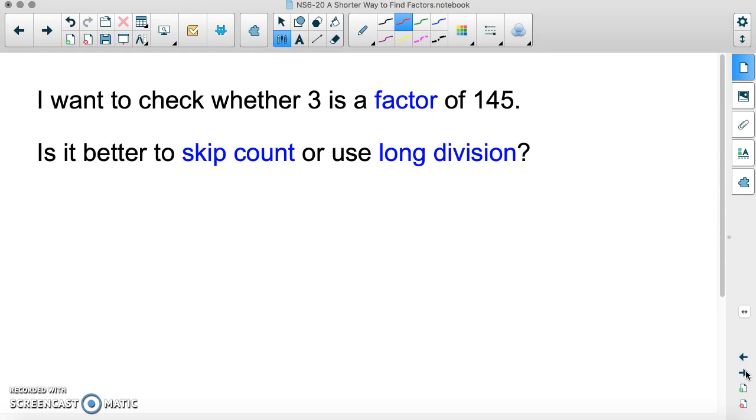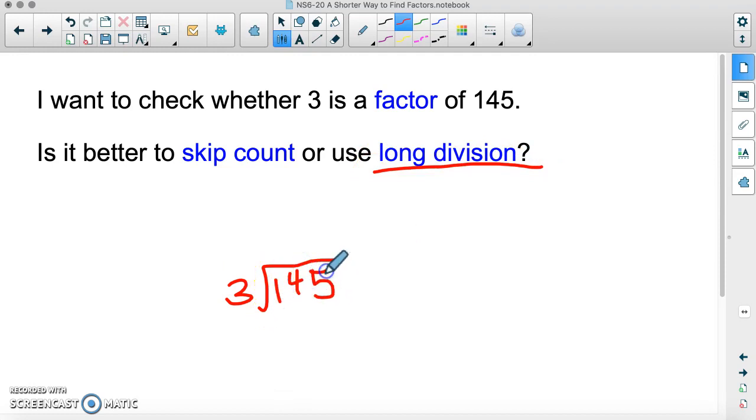So we're going to decide if it's better to use our skip counting strategy that we used before or the long division strategy to check whether 3 is a factor of 145. Which do you think is a better strategy? So if we're going to skip count all the way to 145 by 3s, it's probably going to be pretty easy to get lost and forget my place in skip counting with that many steps. That's a pretty far ways to skip count to get to 145. So for this one, I think the easier answer, and it's the faster answer, is going to be checking through long division.